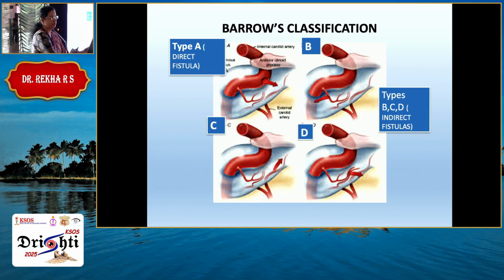Barrow's classification is the most accepted, where type A is called the direct fistula, where there is direct communication of the internal carotid artery into the cavernous sinus. In all the other types, which are called the indirect fistulas, the communication is with one of the meningeal branches of either the internal carotid artery or the external carotid artery, or both, with the cavernous sinus.